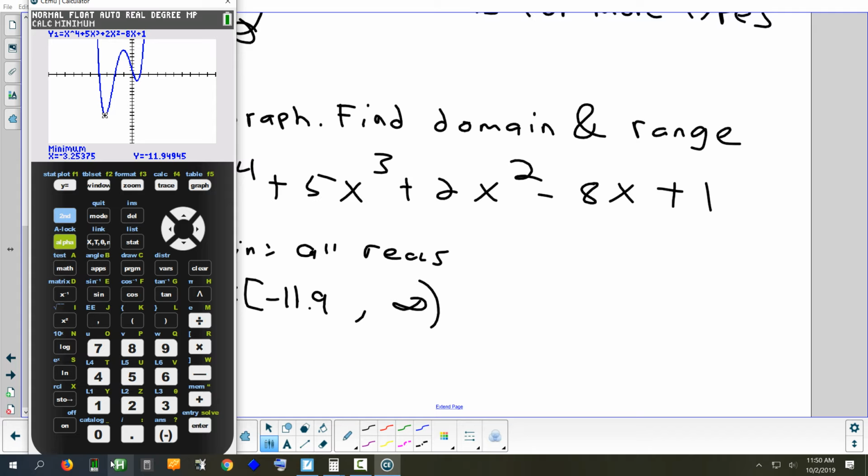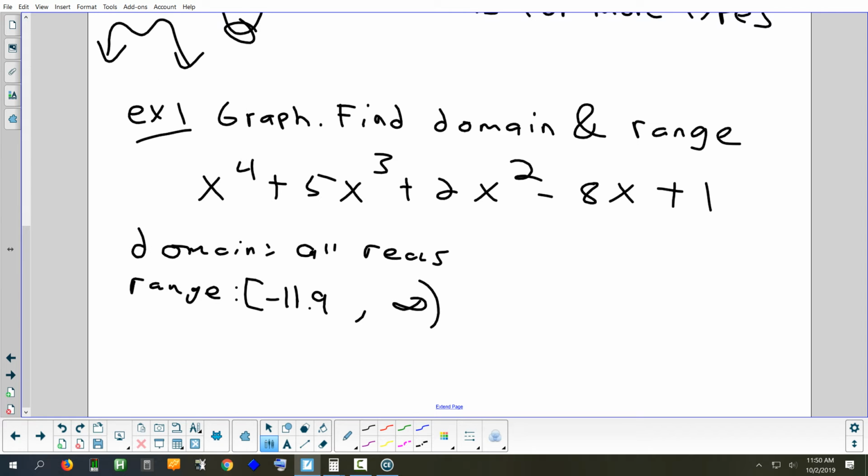Now, when you say domain, that's all real numbers. Domain is how far your graph goes left and right. When you look at that, you might say, well, it doesn't look like the graph is going left and right. It is, just barely. That W shape is going to get wider and wider forever. Just barely, but it will. Okay? So that's my domain and range.